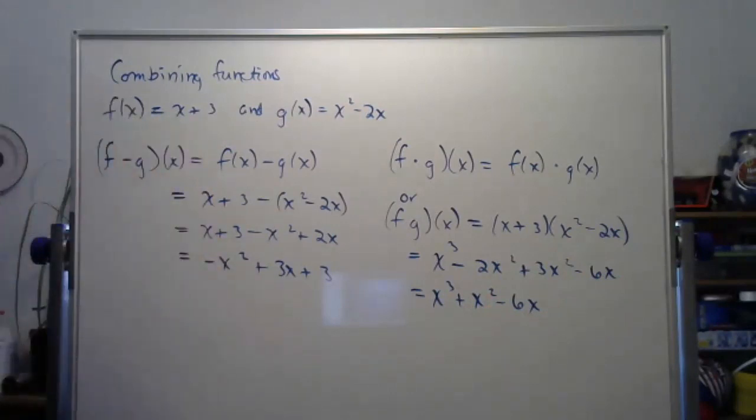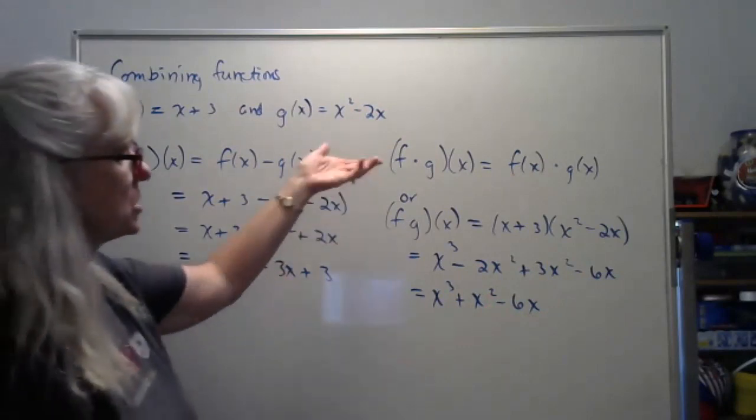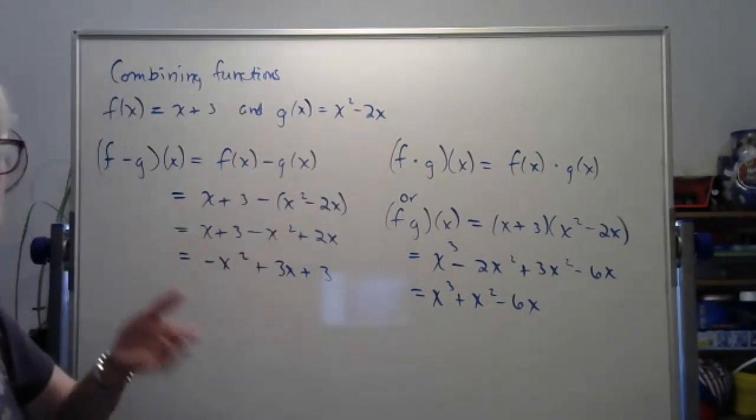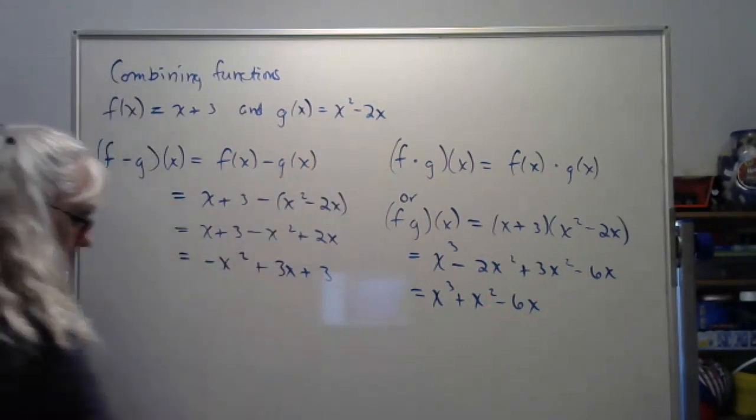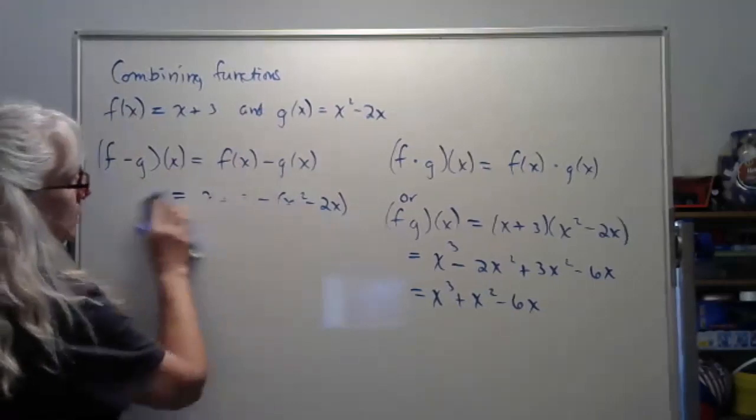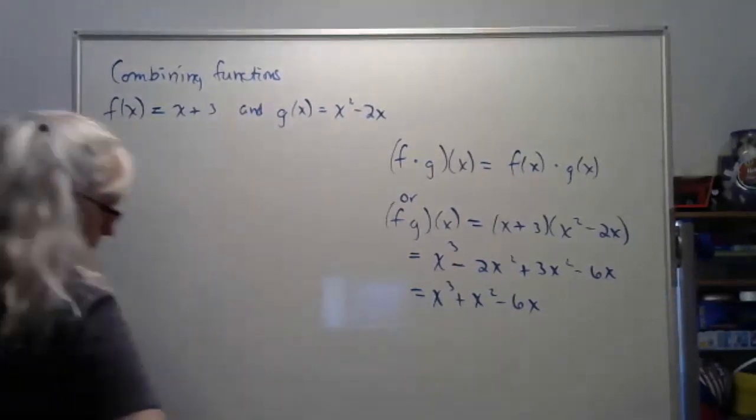And then you can obviously see where we're headed. We added, we subtracted, so we did a sum and a difference. We multiplied, which is a product. So you can also do a quotient, or a division. So we would have f divided by g.